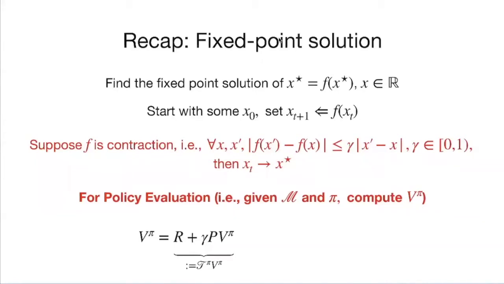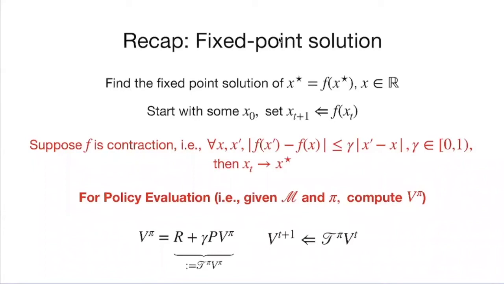right? And we can make some further abstraction. Let's just treat this R plus gamma P V pi as a function, a mapping that maps from a V pi to another V pi. Right? And then we can see that this V pi is actually a fixed point solution of this abstracted function. Right? So think about this T pi as some operator that maps from a vector to a vector.